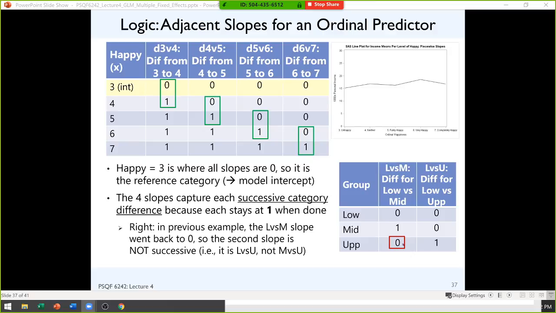If I changed this value in the red square to 1, then the meaning of the second variable would change. Rather than having it be low versus upper, it would become medium versus upper, because it would then pick up where the first one left off. That may make more sense for something that's ordinal like this.